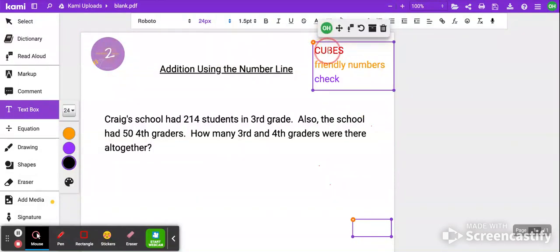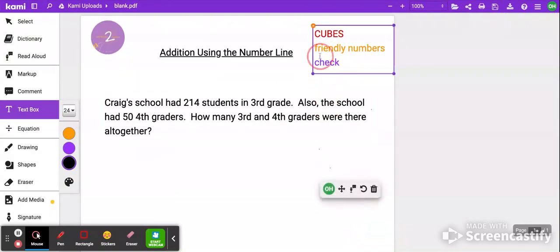We're going to use something called cubes. We're going to use friendly numbers, and then we're going to use a check. So let's start with cubes. All of these letters stand for something in particular. For example, the letter C stands for circle the important numbers.